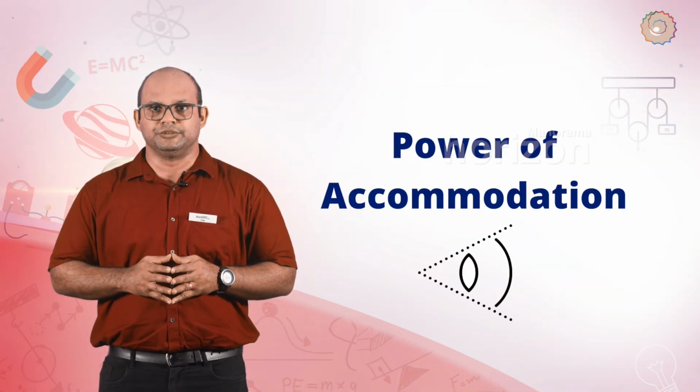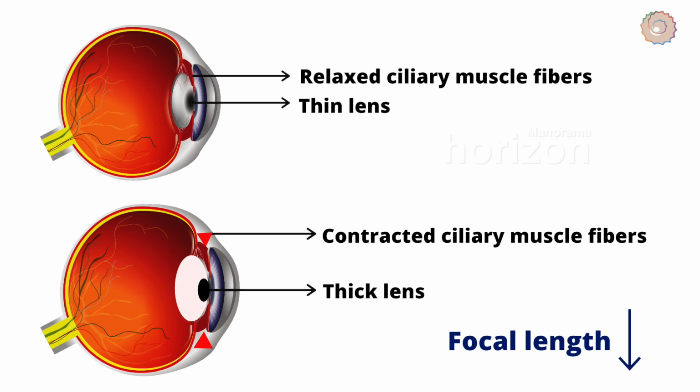Power of accommodation. The human eye contains a lens. The ability to focus an image depends on the curvature of this lens. The lens is normally stretched thin when the ciliary muscles are in a relaxed state. When the ciliary muscles contract, they increase the thickness of the lens and in effect decrease the focal length of the lens. So, our eyes feel more relaxed when they focus on distant objects.